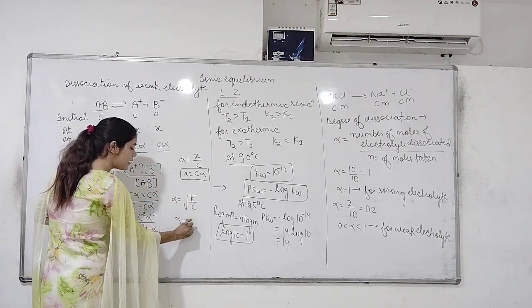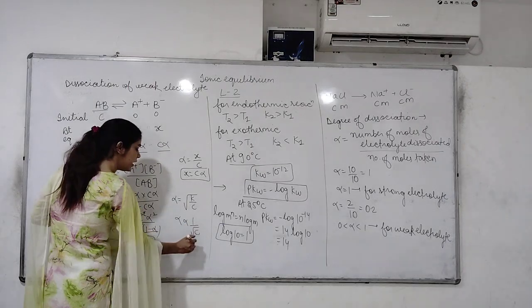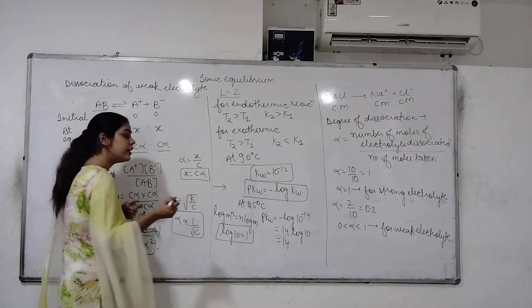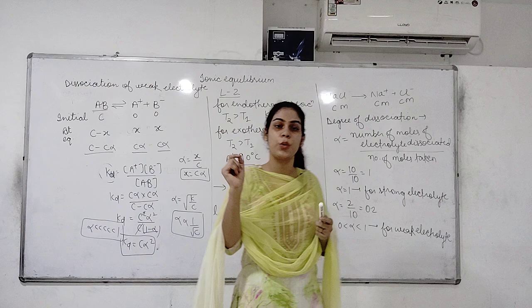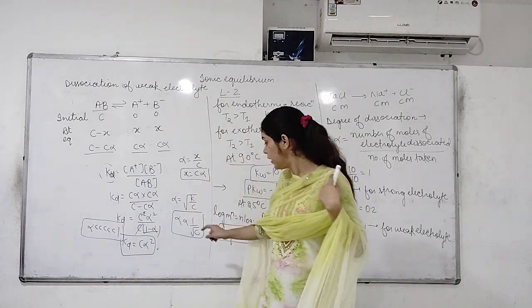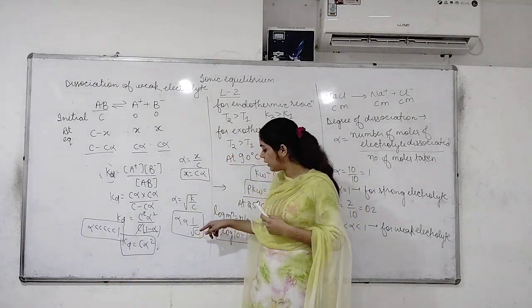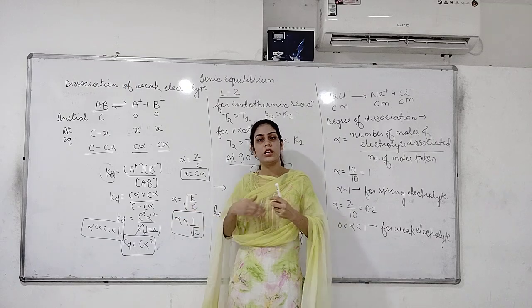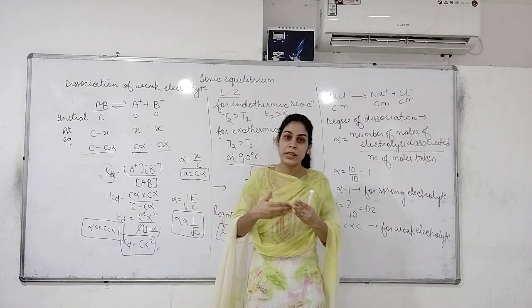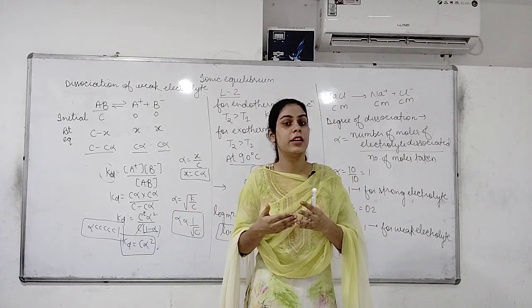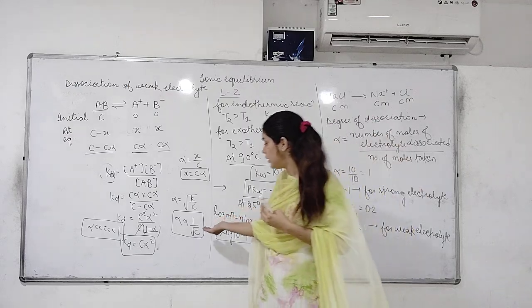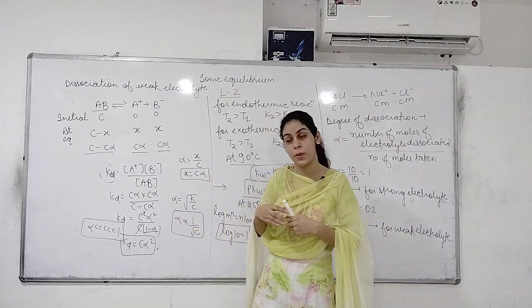So alpha is inversely proportional to concentration. Degree of dissociation is inversely proportional to square root of concentration. If I increase concentration of an electrolyte in a solution, degree of dissociation will get decreased, means the dissociation of electrolyte will be slow. So concentration and degree of dissociation are inversely proportional.